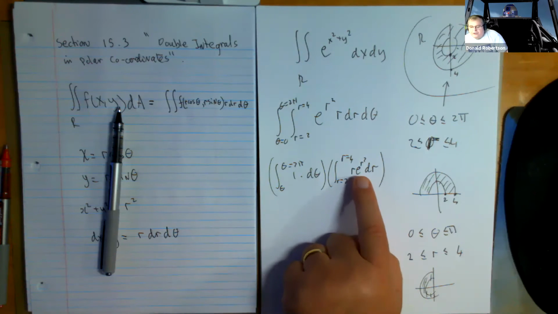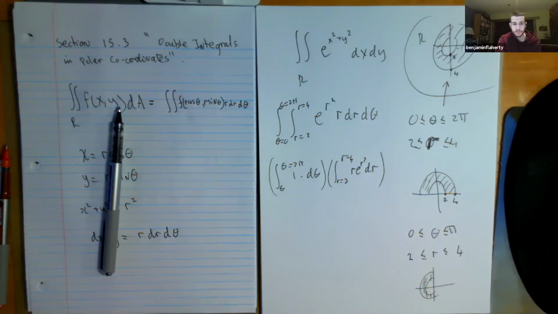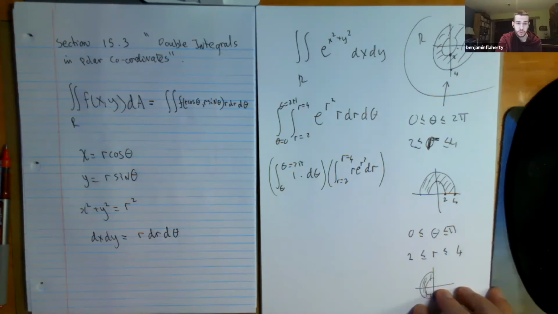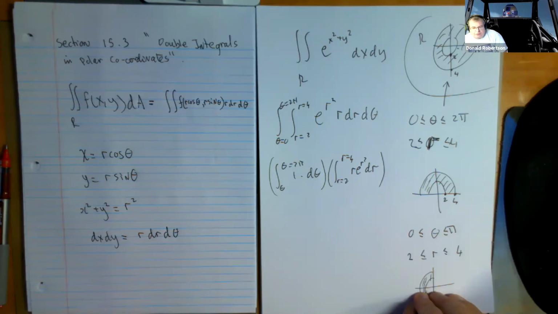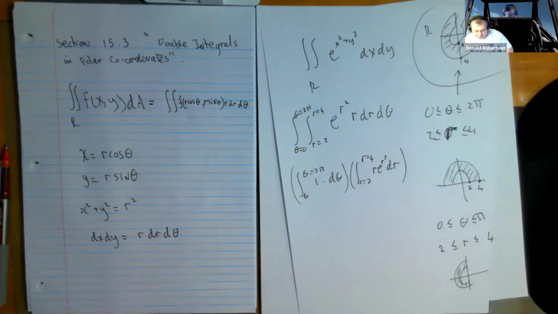What method will I use to integrate something like r e to the power of r squared? U sub. Yep, correct. What u sub? u is equal to r squared. Right. I think if you do that, it ends up being a half e to the u, and then off you go and do what you need to do.